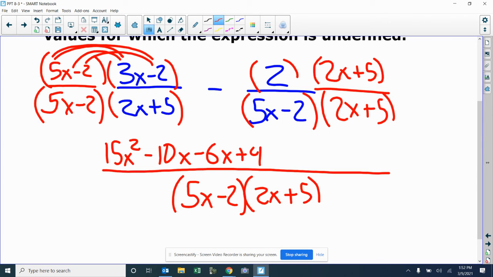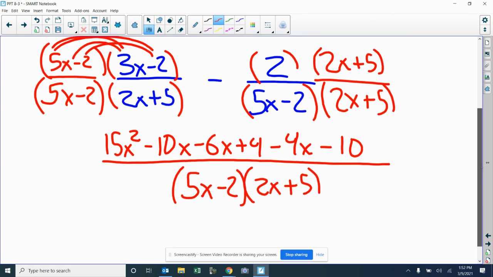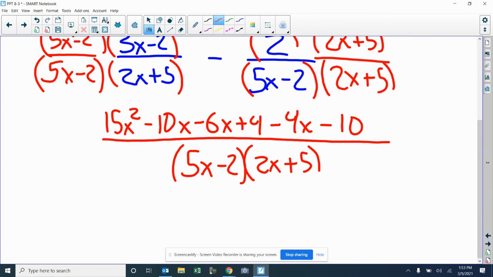So that takes care of that side. Now remember, here we are subtracting, so I'm going to go ahead and just carry that as a negative 2. Negative 2 times 2x would give me minus 4x. Negative 2 times 5 would give me minus 10. So hopefully you're digesting that a little bit. We're real close on this one now.